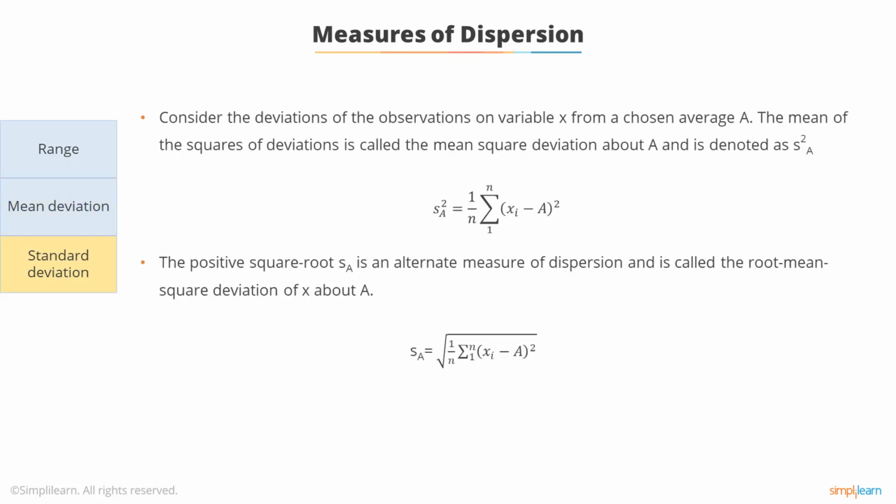Then let's consider the deviations of the observations on the variable x from a chosen average a. The mean of the square of the deviation is called the mean squared deviation about a and is denoted as s squared sub a. The positive square root of this is an alternative measure of dispersion. It's called the root mean squared deviation of x about a, and it's computed as the square root of 1 over n times the sum of all values from 1 to n, where x sub i minus a is squared.